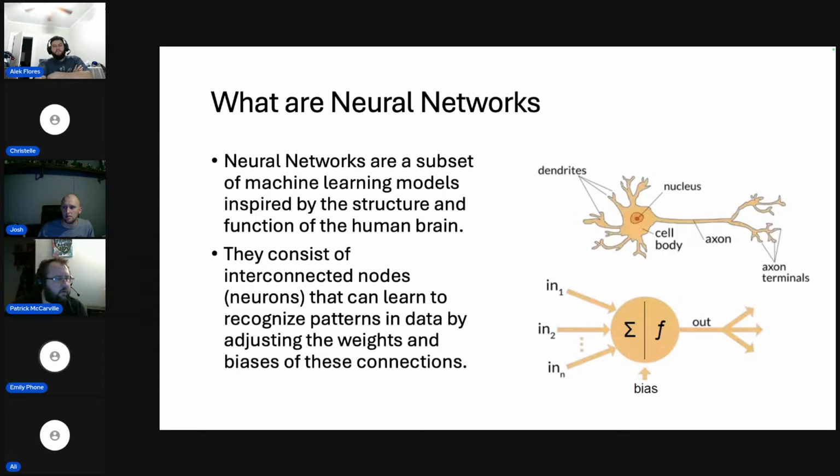So neural networks consist of interconnected nodes known as neurons. This is the first piece of terminology here. Nodes, neurons, these circles typically represented pictorially are neurons. And they can learn and recognize patterns in data by adjusting the weights and the biases of these connections. So keywords here are weights and biases, and I think you guys are going to be excited to find that these are exactly the same things that we've been working with.